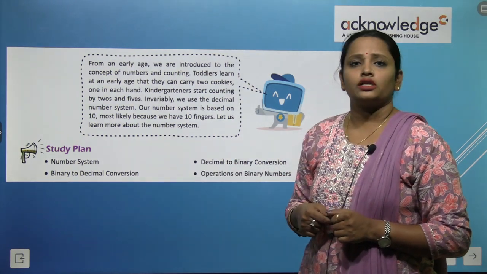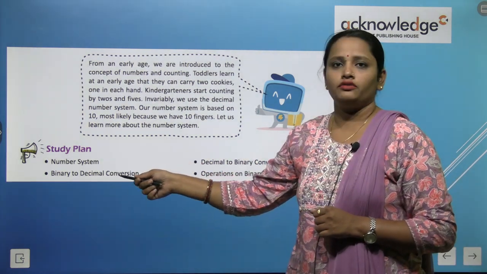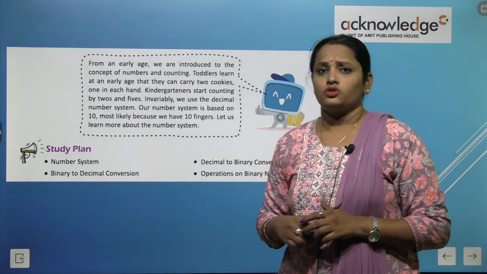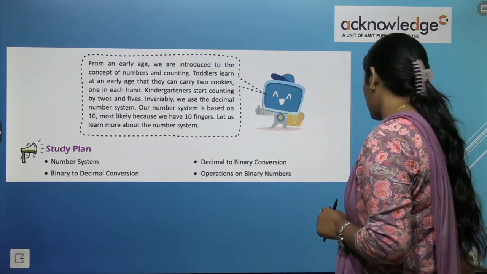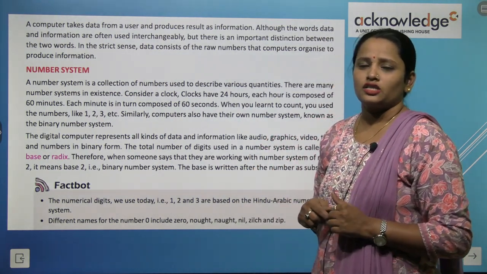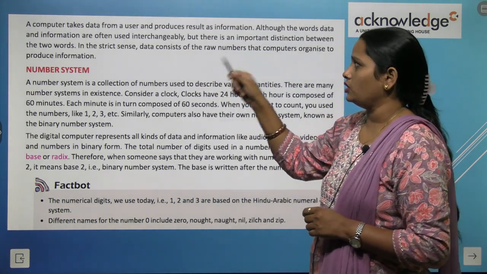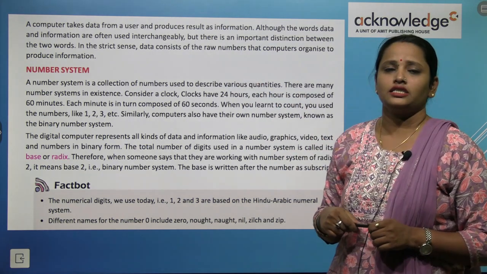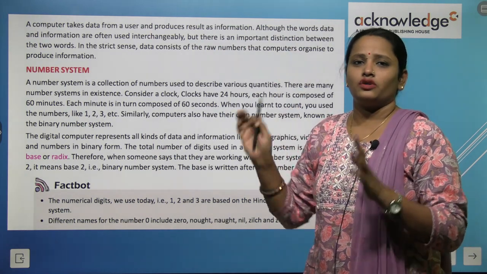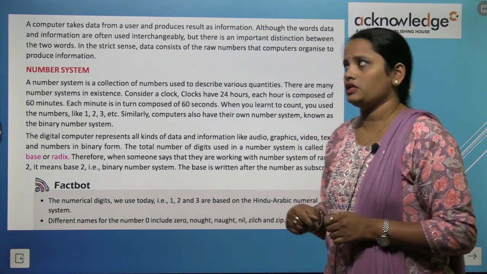In this chapter, we are going to learn about number system, decimal to binary conversion, binary to decimal conversion and operation of binary numbers. As we know, our computer does not know our human language. It knows something that is called binary language. A computer takes data from a user and produces results as information. So, we are the users here, and whatever data we give to the computer is used to give us the result as information.